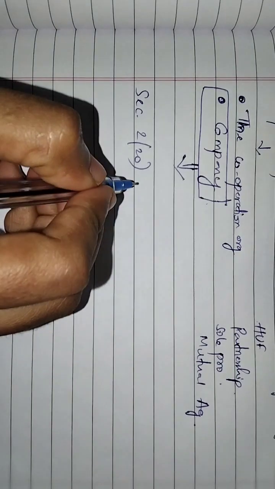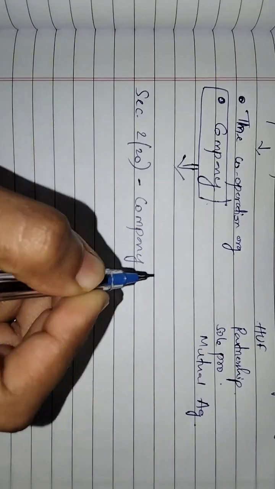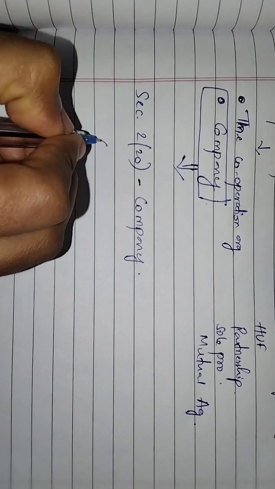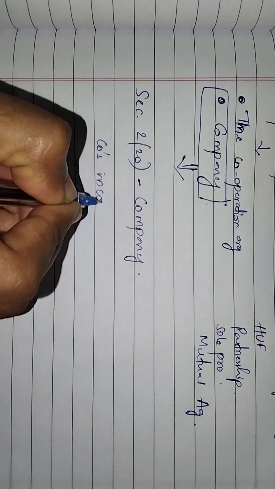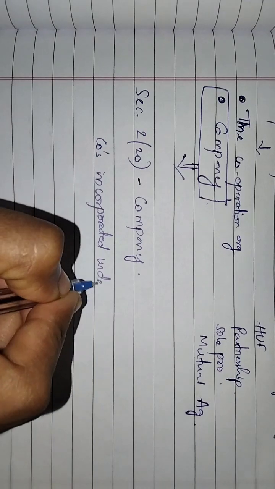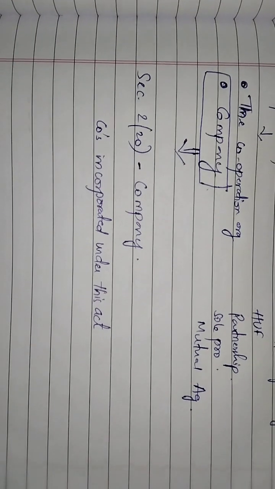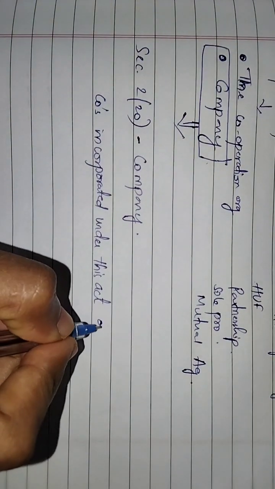Section 2, subsection 20 of the Companies Act says about company. What is the definition of company? Companies incorporated under this Act.